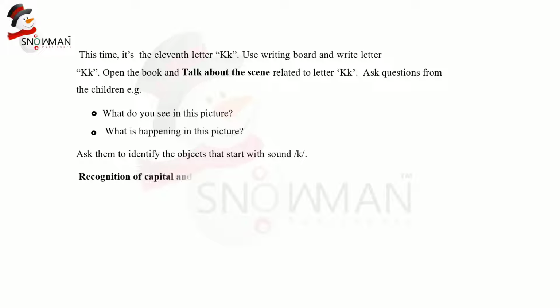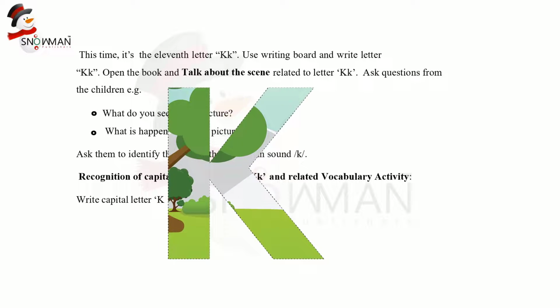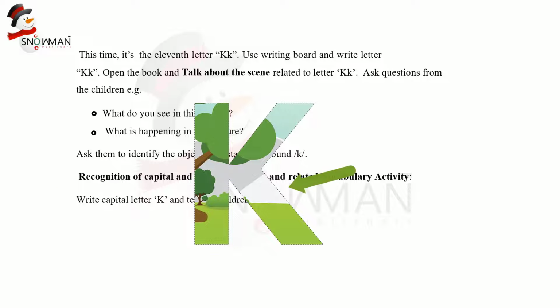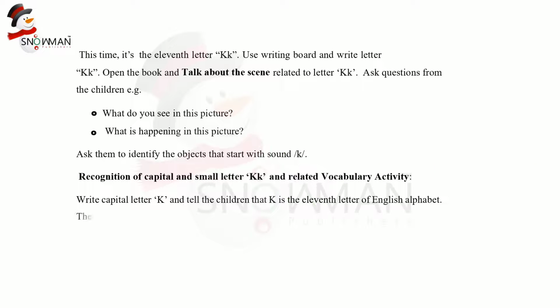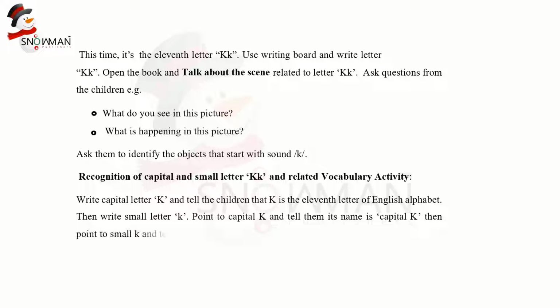Recognition of capital and small letter K and related vocabulary activity. Write capital letter K and tell the children that K is the 11th letter of the English alphabet. Then write small letter k. Point to capital K and tell them that its name is capital K. Then point to small k and tell them that its name is small k.